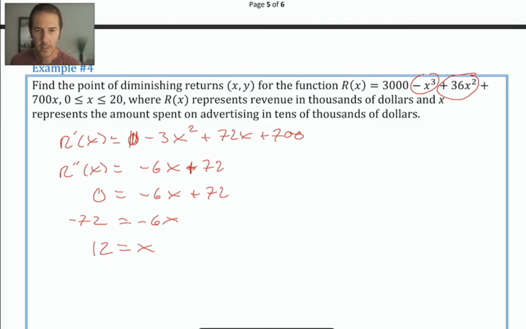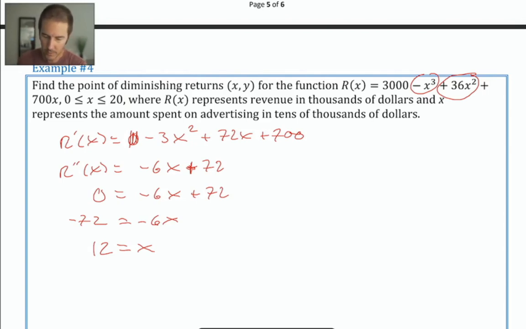So what that means in the context of the question is that we start experiencing diminishing returns, or we will start experiencing diminishing returns if we spend more than 12 tens of thousands of dollars on advertising. That would be 12 with 4 zeros after it. That's a lot of money to spend on advertising.